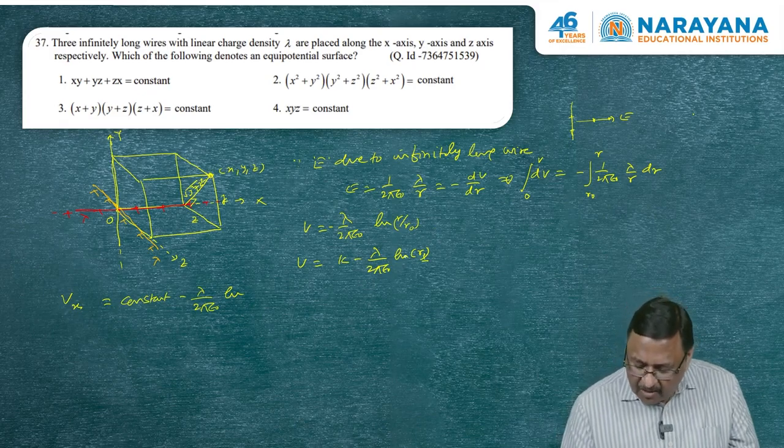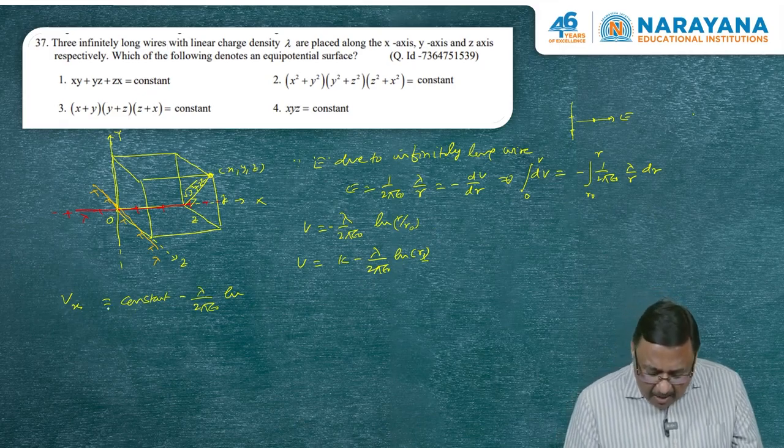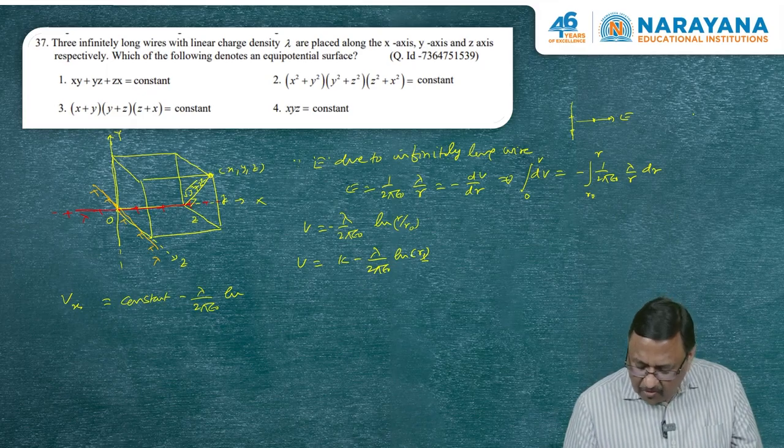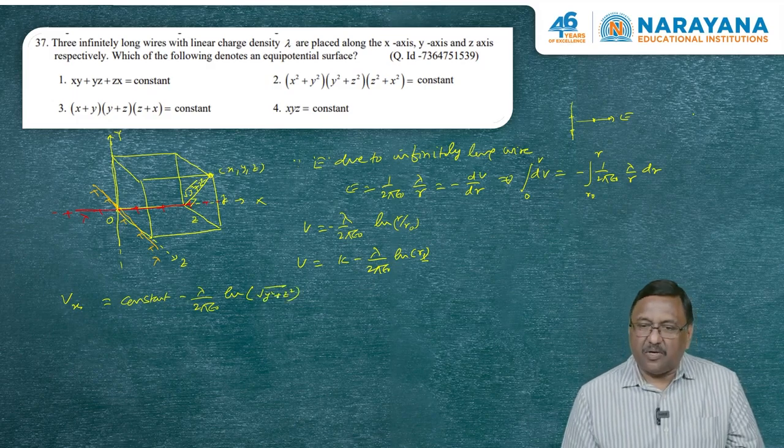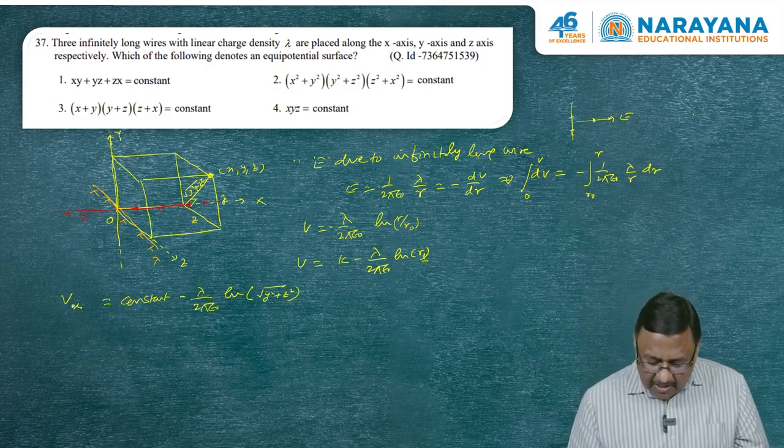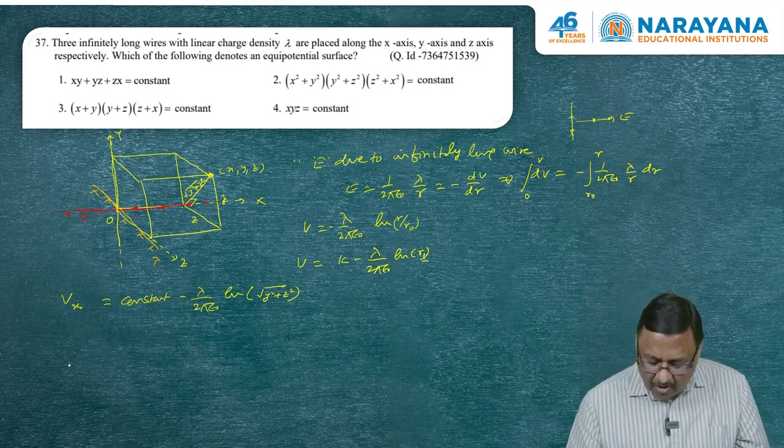So I write V is equal to K, something like this. I'm writing my V in x direction. If I substitute in this manner, let it be log of R. R distance is going to be how much? Under root of y square plus z square. This is the relation I am getting for my potential due to the wire kept along this axis.